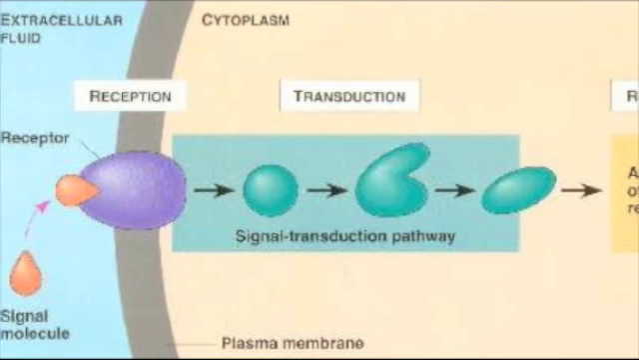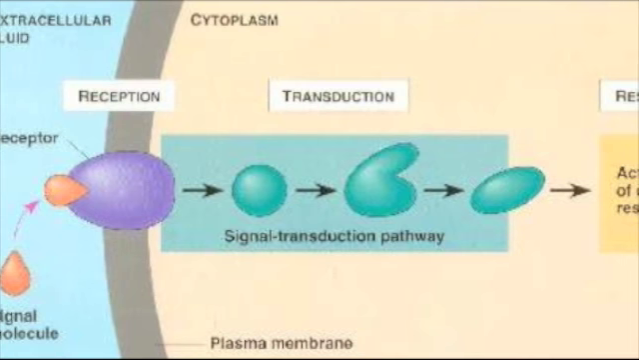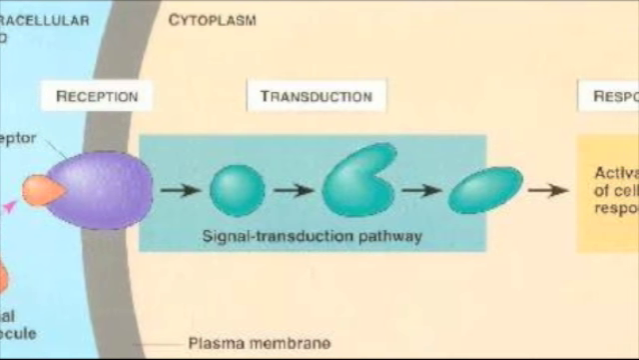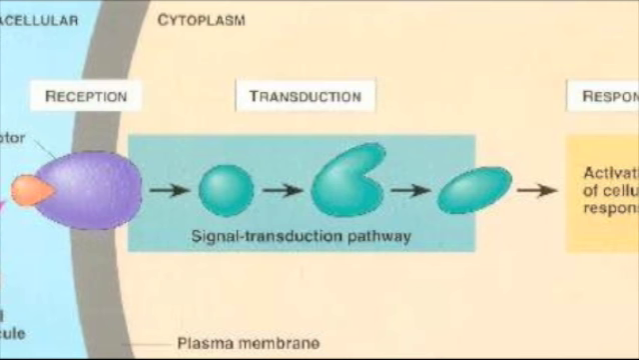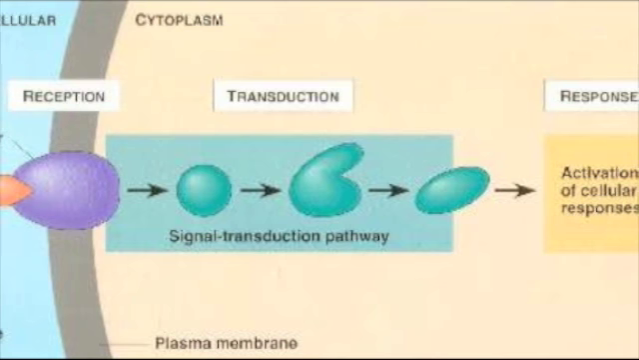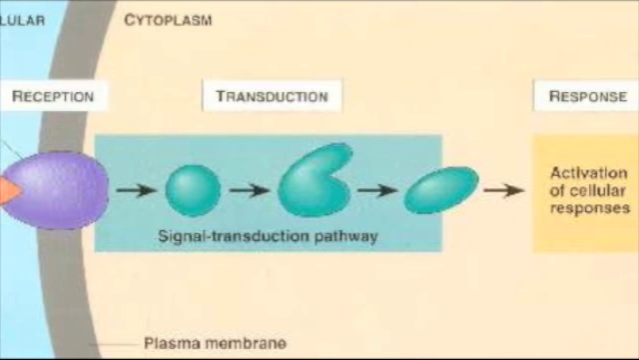Reception is when a signal molecule binds to a receptor protein, causing it to change shape. Transduction moves the signal inside of the cell and converts it to a form the cell can actually respond to. After these 2 processes, there is a cellular response that varies with each molecule.